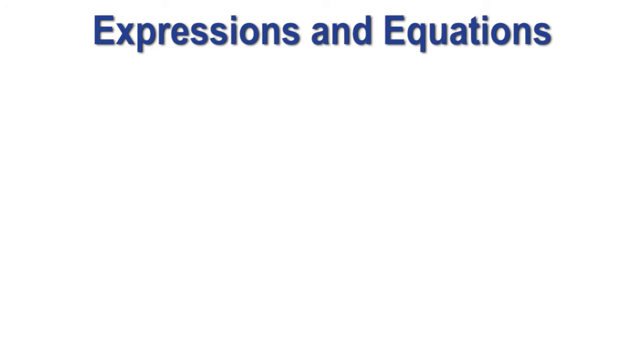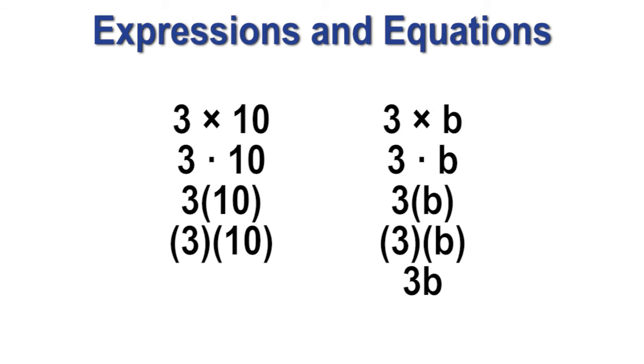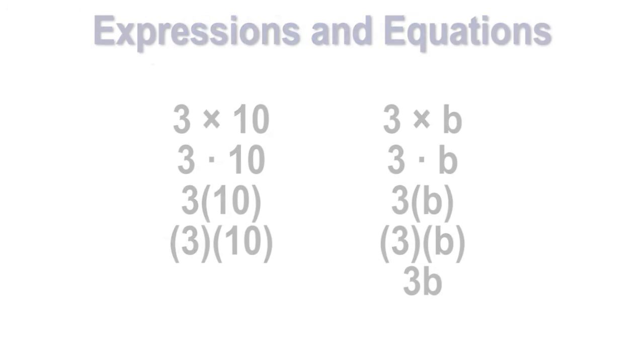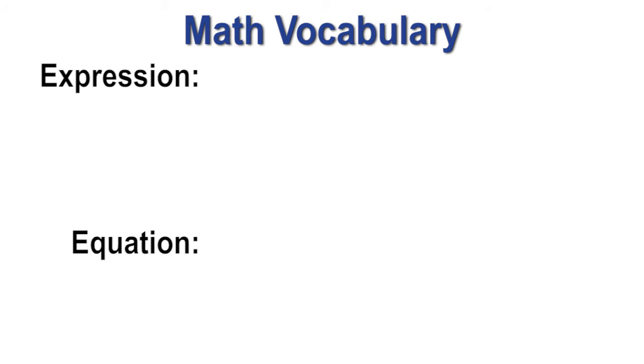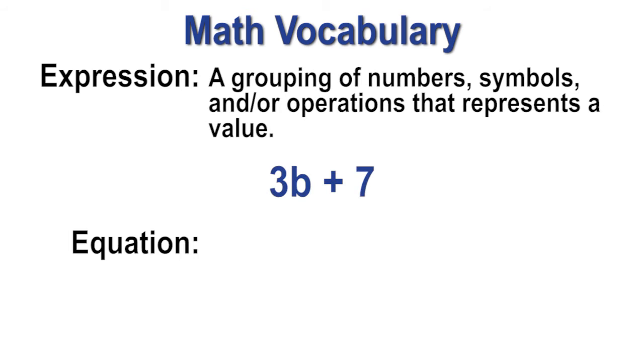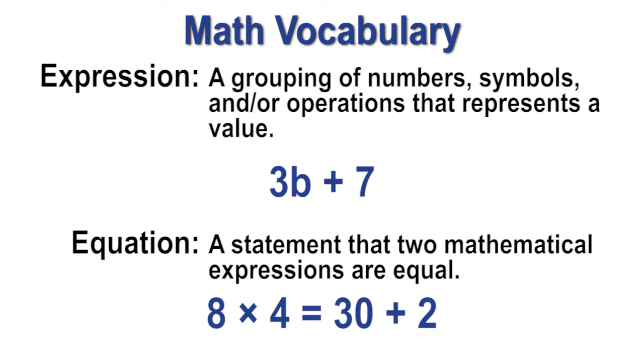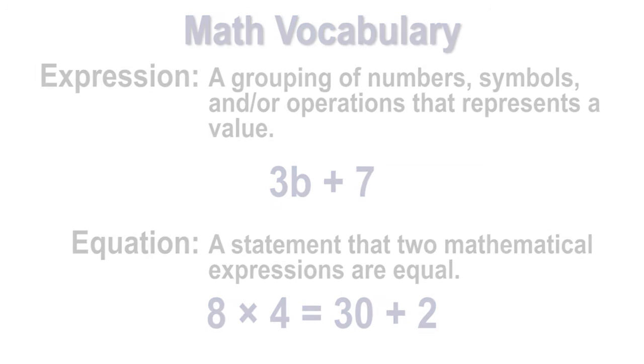The next concepts that will be taught in this chapter are expressions and equations. In 5th grade, students will be introduced to the alternative ways of notating multiplication. The tables seen here are all different ways to note multiplication. Students will solidify their understanding of the difference between expressions and equations. An expression is a grouping of numbers, symbols, and/or operations that represents a value. An equation is a way of stating that two expressions or values are equal to each other. Equations have an equal sign, whereas expressions do not include an equal sign.